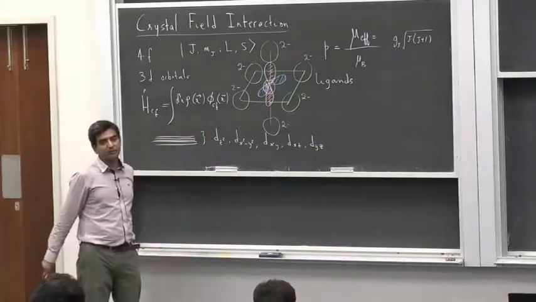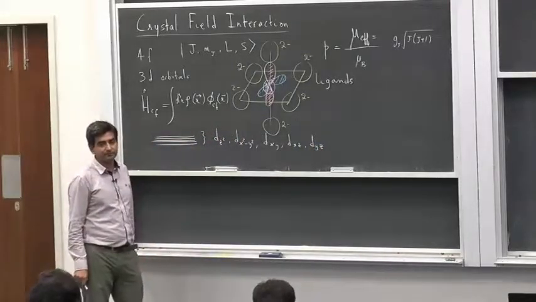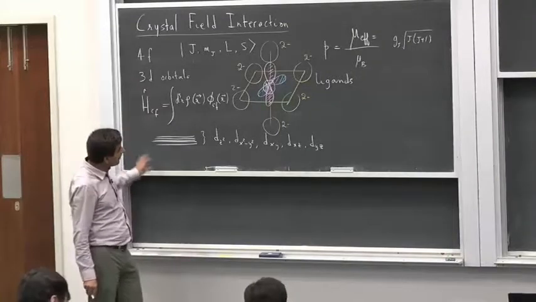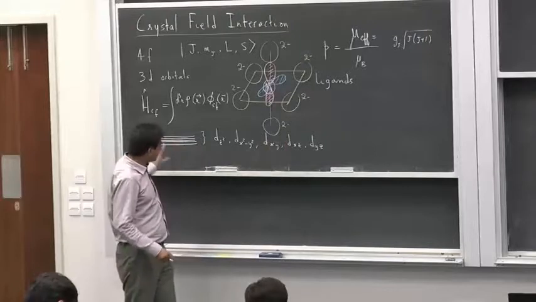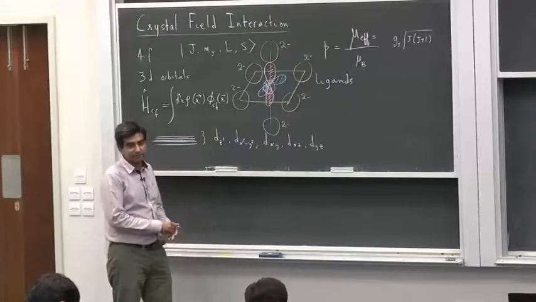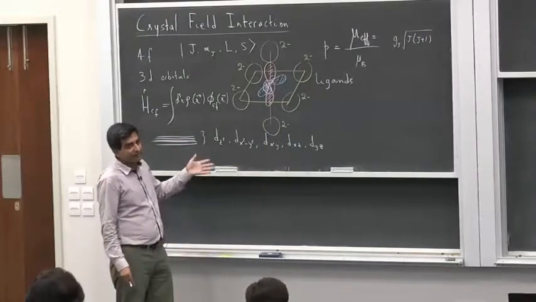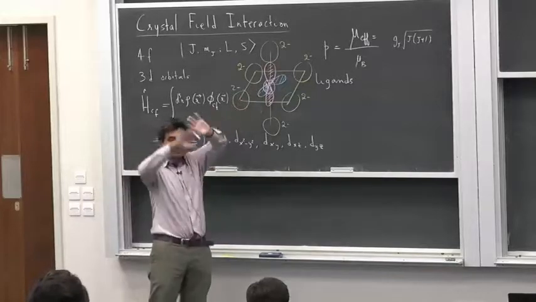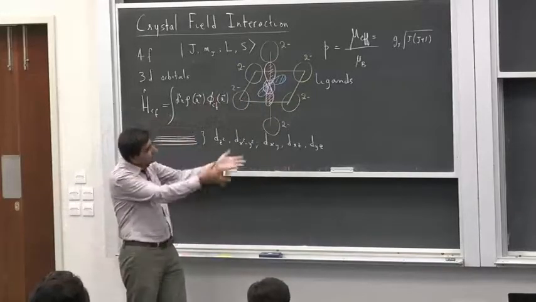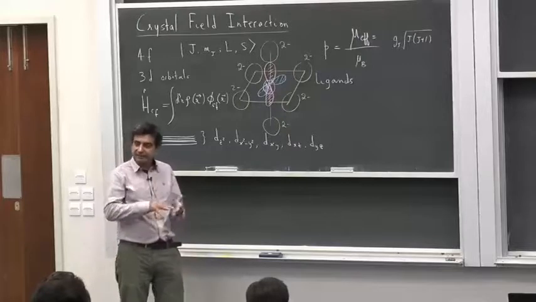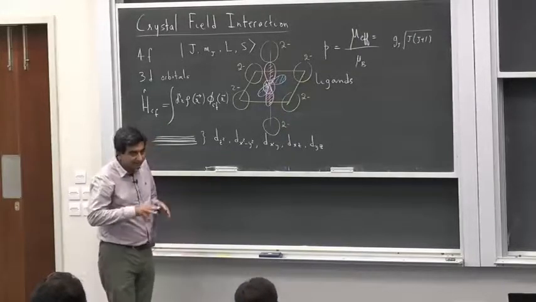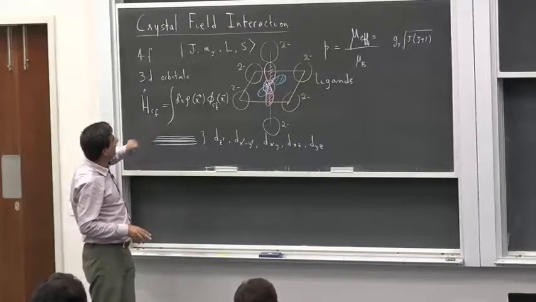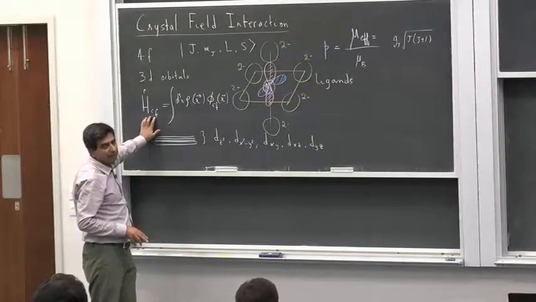All of these 5 orbitals have the same energy. They are degenerate. However, once this ion, in which there are some electrons in these d orbitals, is placed inside an environment, the energies of the different orbitals might change, and the degeneracy might in fact be lifted. And the lifting of the degeneracy is encapsulated by the Hamiltonian.